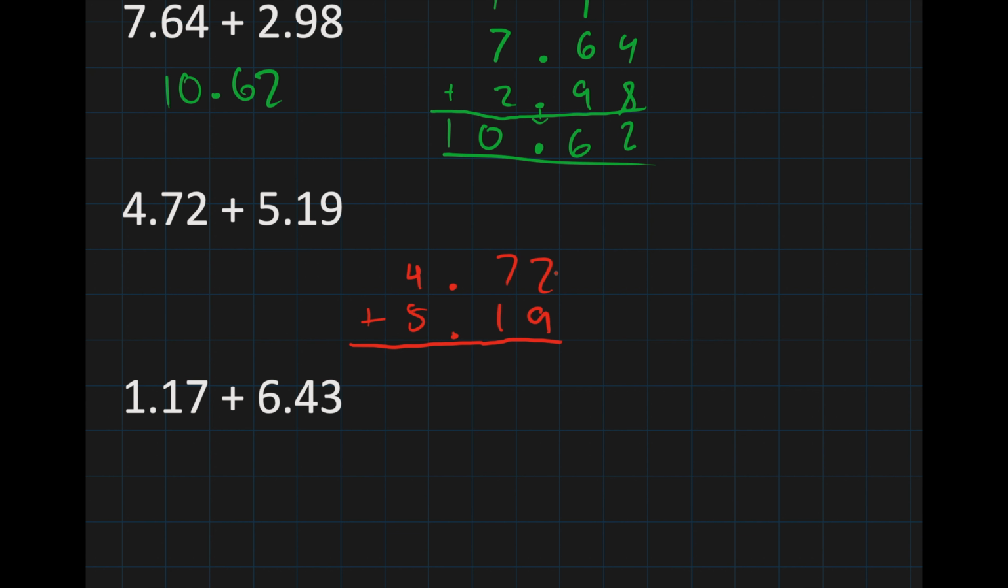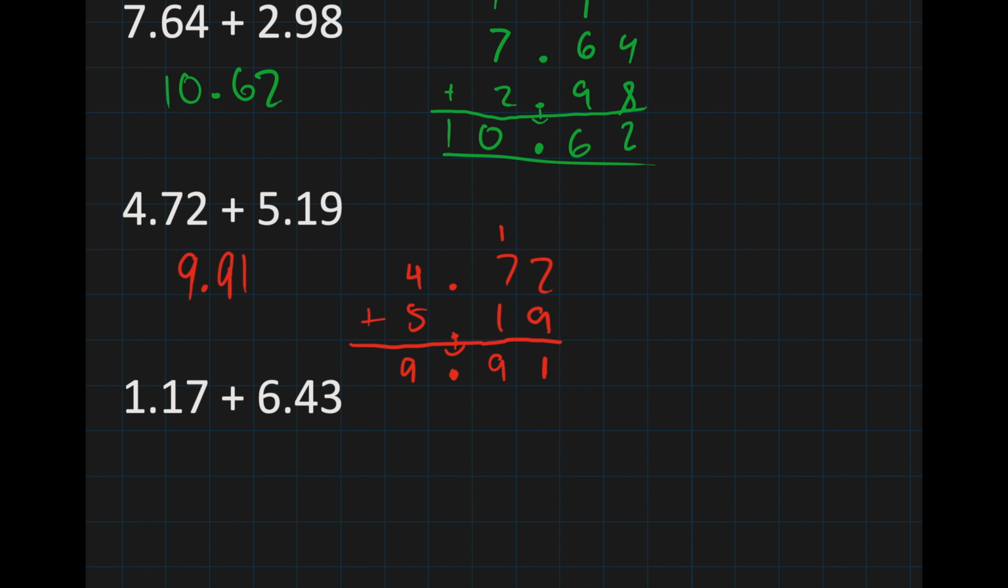Hopefully, yes. Remember, first and foremost, bring the decimal down. 2 plus 9, 11. Put the 1 up. 1 plus 7 is 8. 8 plus 1 is 9. 4 plus 5 is 9. So our answer here is 9.91. Remember, this can be messy, but it's as messy as you want here, right? Make sure you can still read it, but you can be a little messy there. This has to be precise.